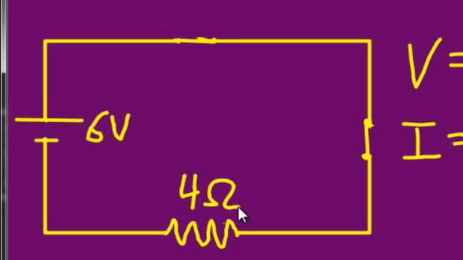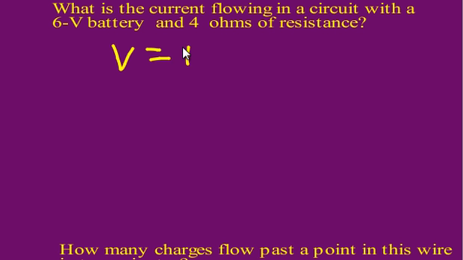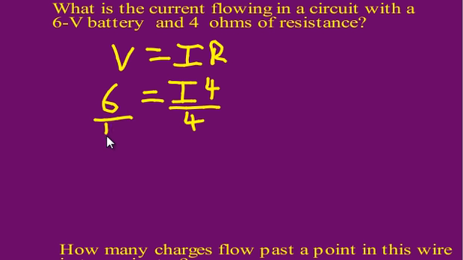We are going to use Ohm's law to solve this problem. Very simple. Here's Ohm's law. The 6 goes here. The I is the unknown. The 4 goes there. I'm going to divide both sides by 4, and that's going to come out to 1.5 for the current. And the units, as you can see from our table, the units for current is amps.